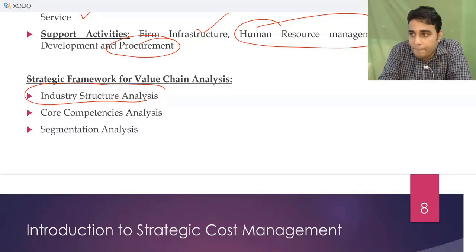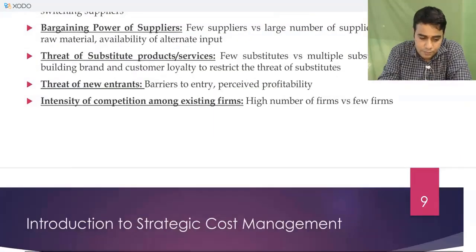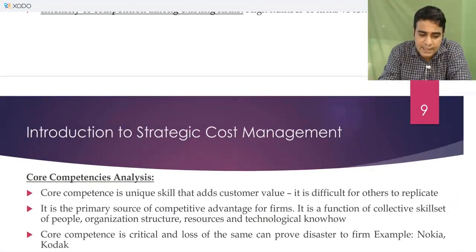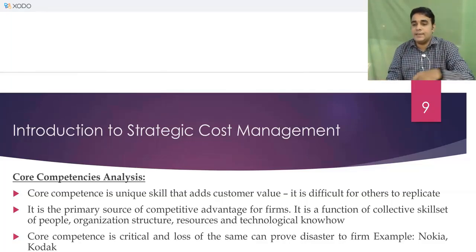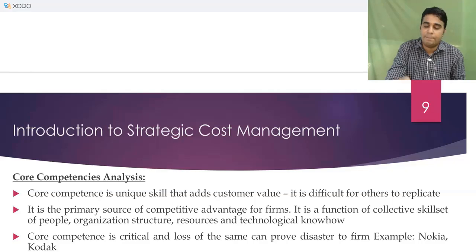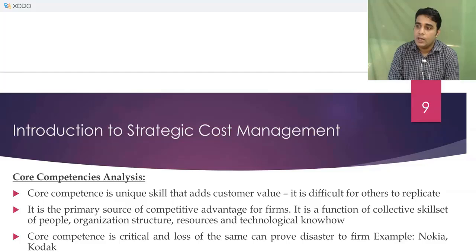Loss of core competence for any company can prove to be a big disaster. In fact, the company can move even out of the business. They may have to become insolvent, or they may have to move out of the industry, or they may get bought out by another player. So core competency is a unique skill that adds customer value. It is difficult for others to replicate. If everybody can copy it, it's not a core competence.